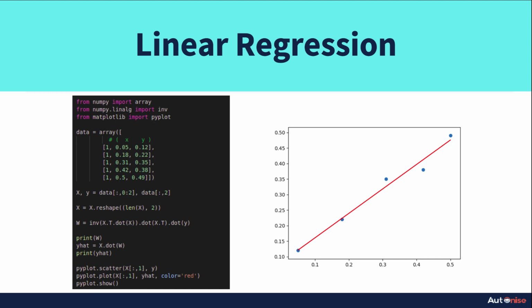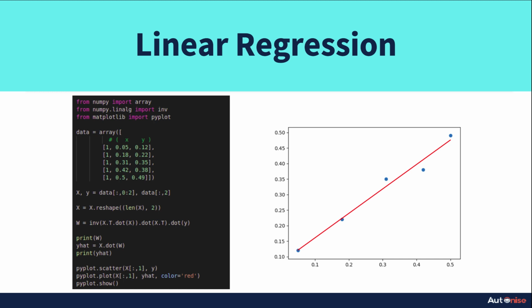Then to get the weight, we use the same equation which we derived earlier. Weight equals inverse of x trans dot x, trans dot the value of y. Then we got the value of these weights, and these weights will be 2 cross 1, which is nothing but the equation of line, which will be y equals mx plus c. And then we get this beautiful line which best represents this data set which we gave.